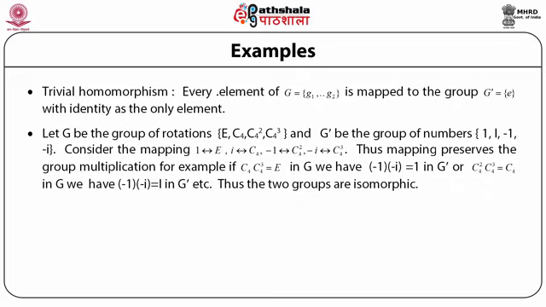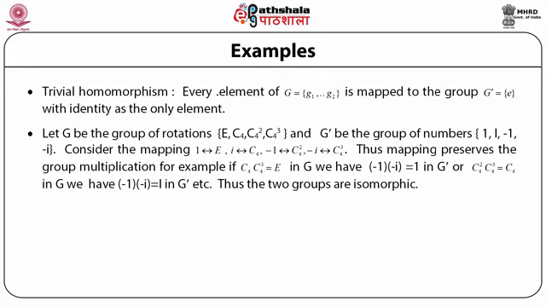The rotation C4 is mapped to the element i of G prime, C4 square is mapped to minus 1, and C4 cube is mapped to the element minus i of the group G prime. Now it's very easy to see that this mapping preserves the group multiplication.